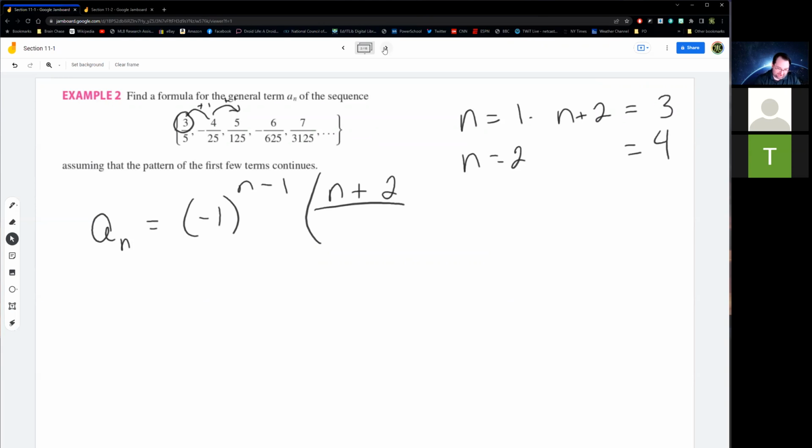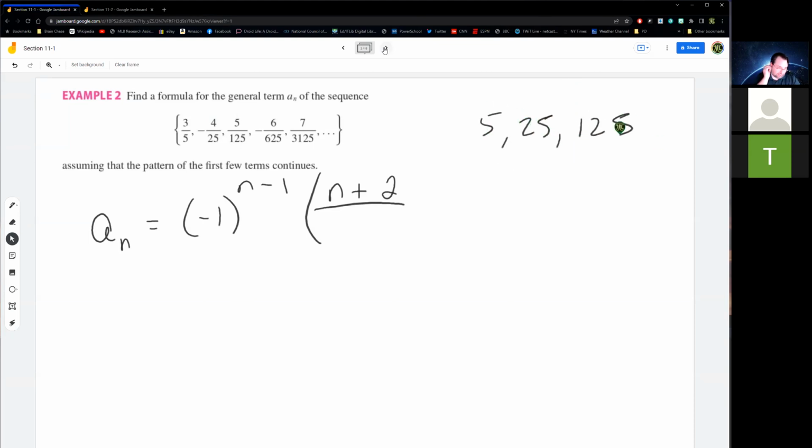All right, next part, we've got to figure out the denominator. So if we're looking at my denominators, we've got 5, 25, 125. Those are multiples of 5. So it's 5 raised to a power. So it's going to be 5 to the n minus 1 power.